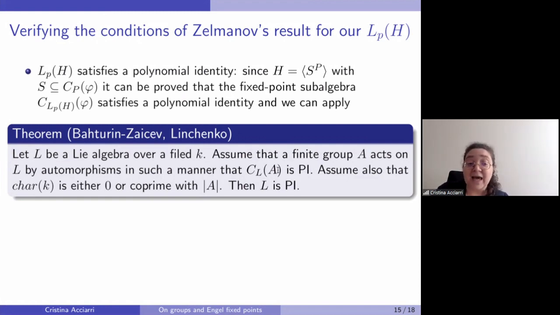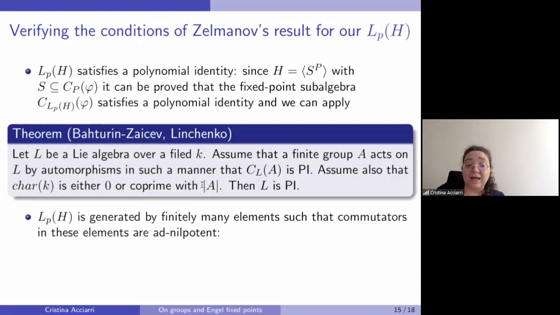and also you assume that the characteristic of the field is either 0 or coprime to the order of your subgroup A. Remember that in our case we have coprime action, so q, the order of the automorphism, is different from p, the characteristic of the field. Then you get that the whole Lie algebra L is PI, satisfying a polynomial identity. So we are precisely in the conditions of the Bahturin-Zaicev theorem, and we get that L_p(H) satisfies a polynomial identity.